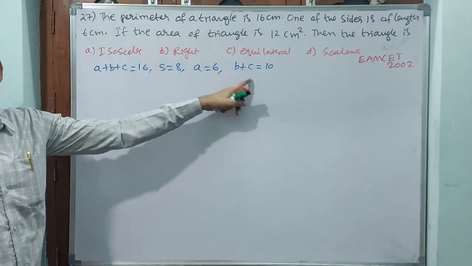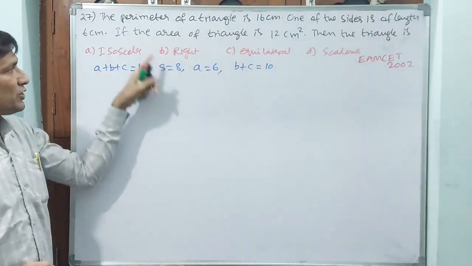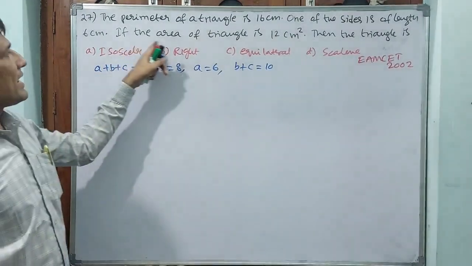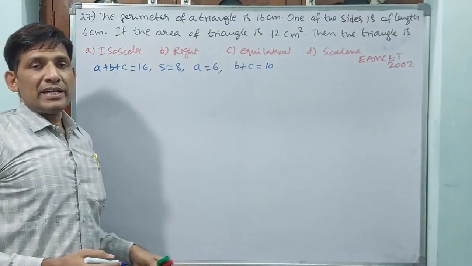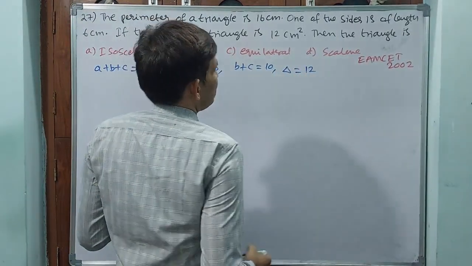This is how it has come. Why? Because a plus b plus c is 16, and a is 6, so b plus c is equal to 16 minus 6, which is 10. Okay, b plus c. And also one more data they have given: the area of the triangle is 12 centimeter square. That means you shall write delta is equal to 12.